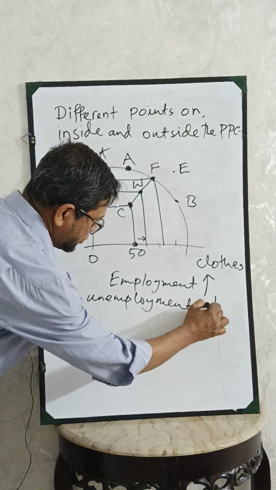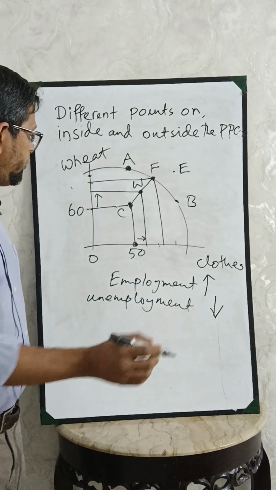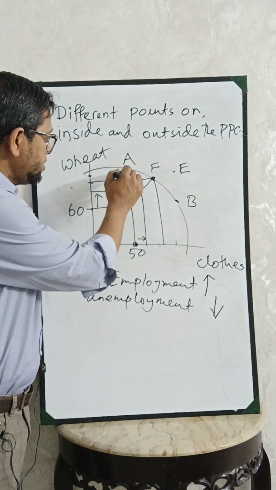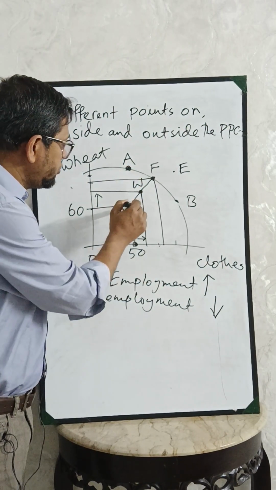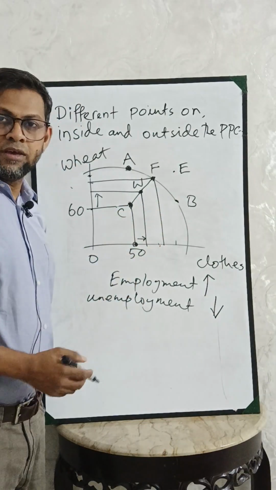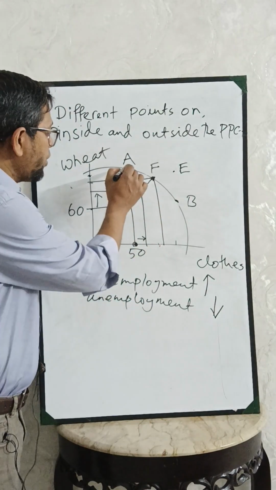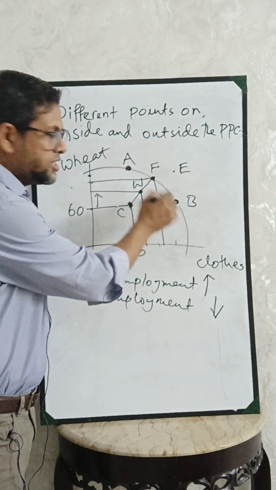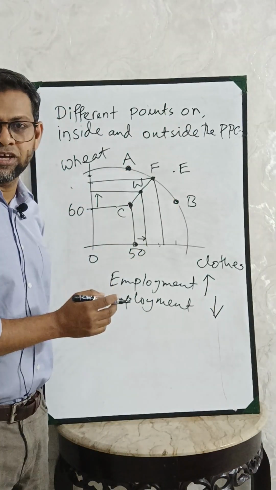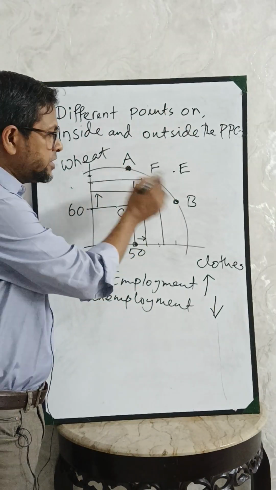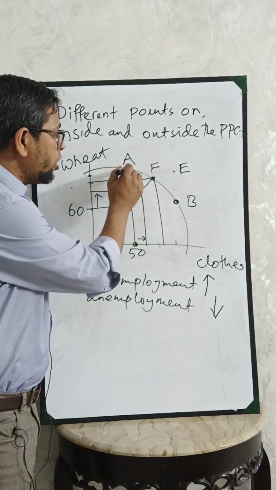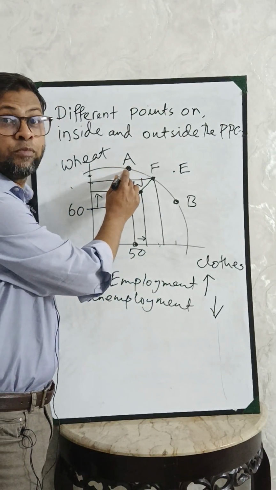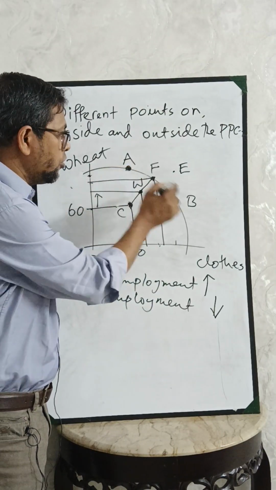Decrease, right? But if we move from C to A, yeah, employment increases, that means unemployment decreases. Same thing. If we move from C to B, same, employment increasing. But if we move from A to B, these are efficient points. There are no opportunity costs. So over here, this is full employment, this is full employment. That means not a single worker or any other resources are unemployed over here. Everything is used over here also.